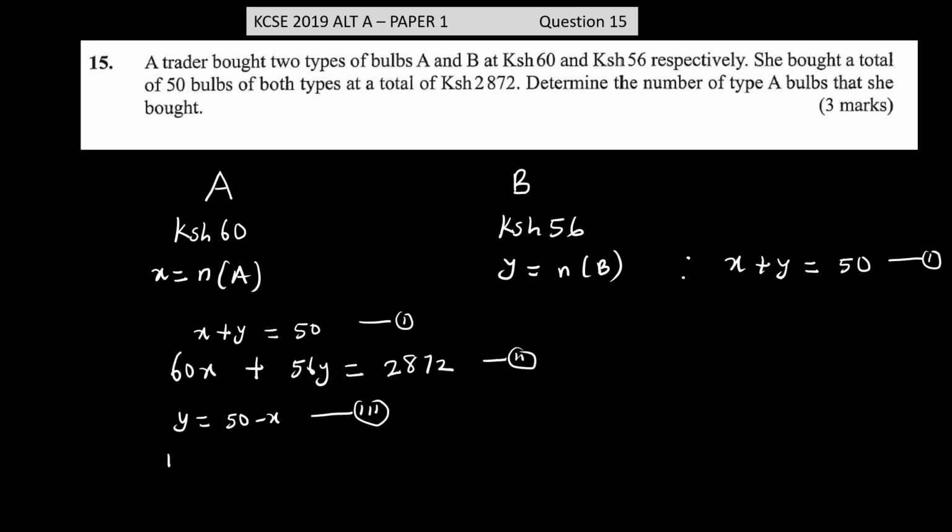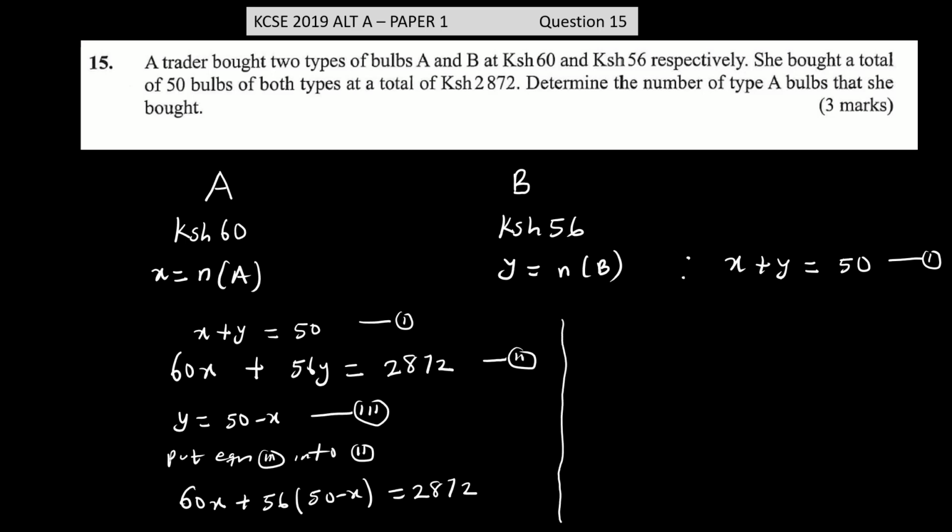Then if you put equation 3 into equation 2, so wherever we see y in equation 2, we turn it to 50 minus x. Let's rewrite equation 2 then. It will be 60x plus 56 times (50 minus x) equal to 2,872. Let me draw a small line here to complete the work.